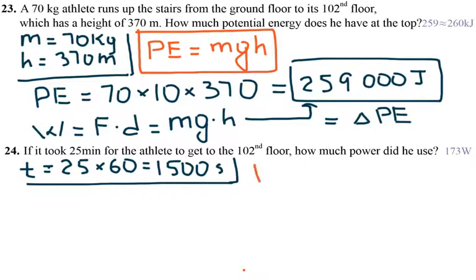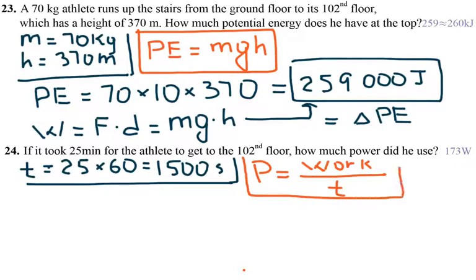The power is equal to the work an object does over a certain amount of time. So the more powerful an object is, the more work it can do over the given time. So I'm going to calculate the power the athlete would have to have in order to raise to the height of 370 meters in 1,500 seconds.